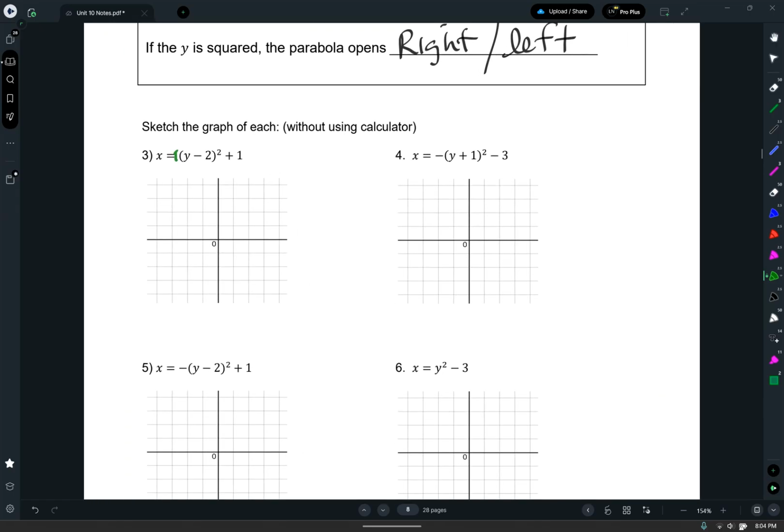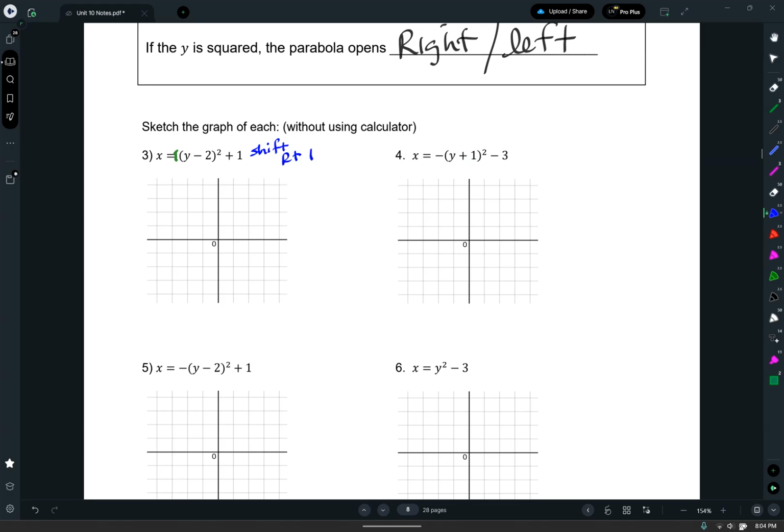I know the parabola is going to open to the right. Okay, so remember how everything's the opposite. So this plus 1 tells me the whole thing is shifted, not up or down, but left or right. And remember, the numbers out there are not the opposite of what you would think. So this is going to shift to the right 1 unit. Okay, shift to the right 1 unit.